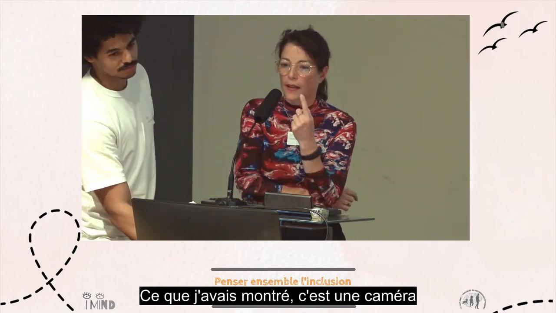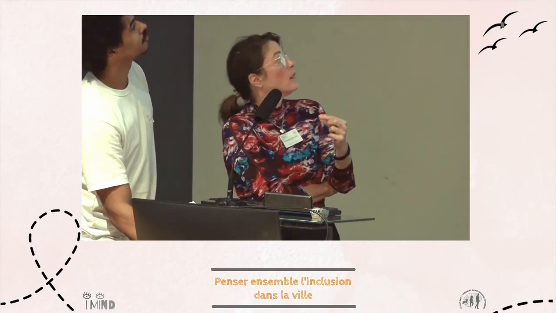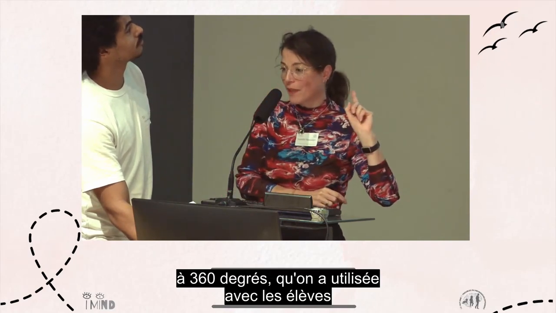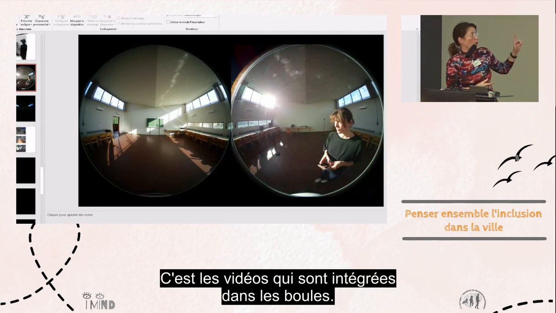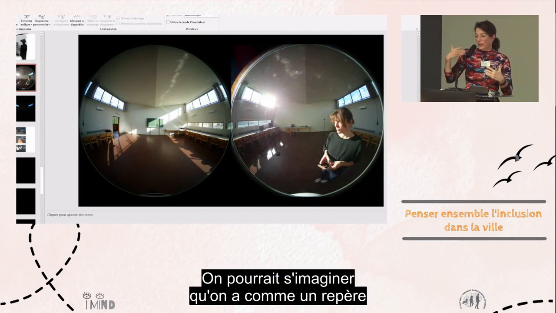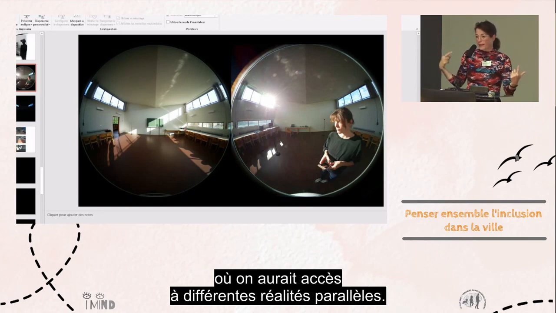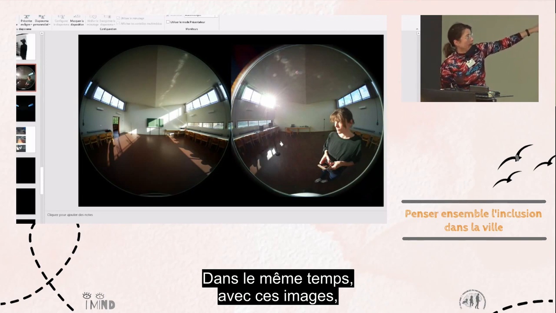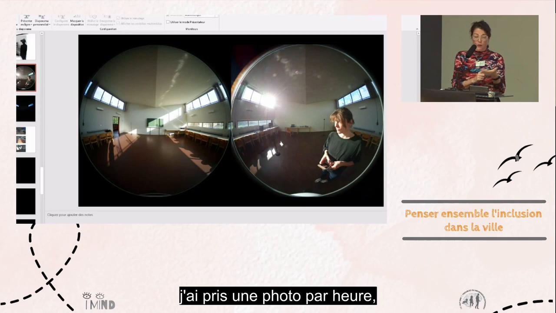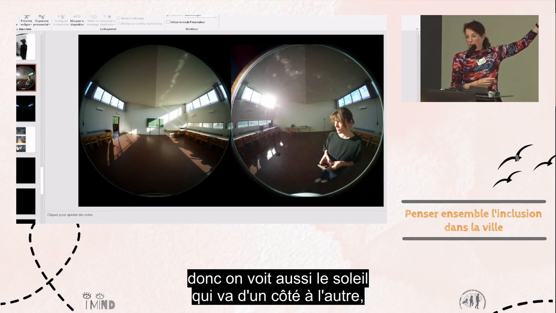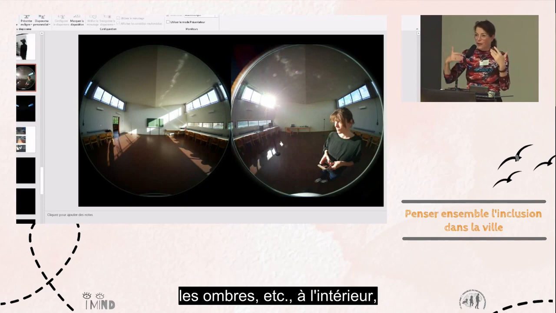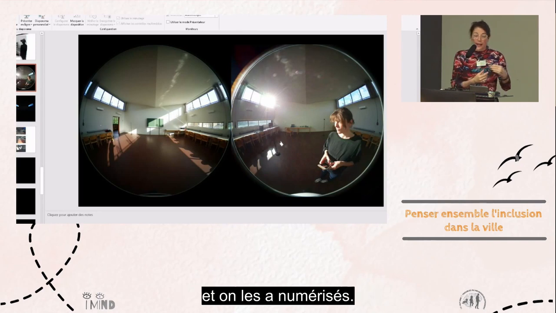Ce que j'avais montré ici, c'est une caméra à 360 degrés. Donc, on l'a utilisée avec les étudiants pour faire des petits films panoramiques. C'est les films qui sont intégrés dans les boules, en fait. On pourrait s'imaginer qu'on a comme un repère où on a accès à différentes réalités parallèles, et en même temps, on a créé avec ces images, j'ai pris une photo chaque heure, on a créé tous les horaires, toutes les situations de lumière, donc on voit aussi le soleil qui voyage d'un côté à l'autre, et toute l'ombre et tout ça à l'intérieur, et on l'a numérisé.